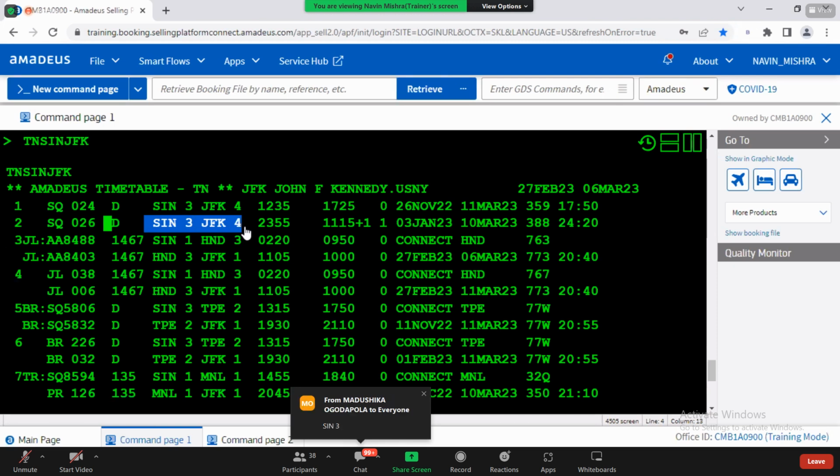All right. Now, what is the departure time at Singapore? 23:15. What is the arrival time at John F. Kennedy Airport, which is New York? 11:15. Now, what does this plus one stand for? The flight is reaching the next day. That is the reason it's given as plus one.